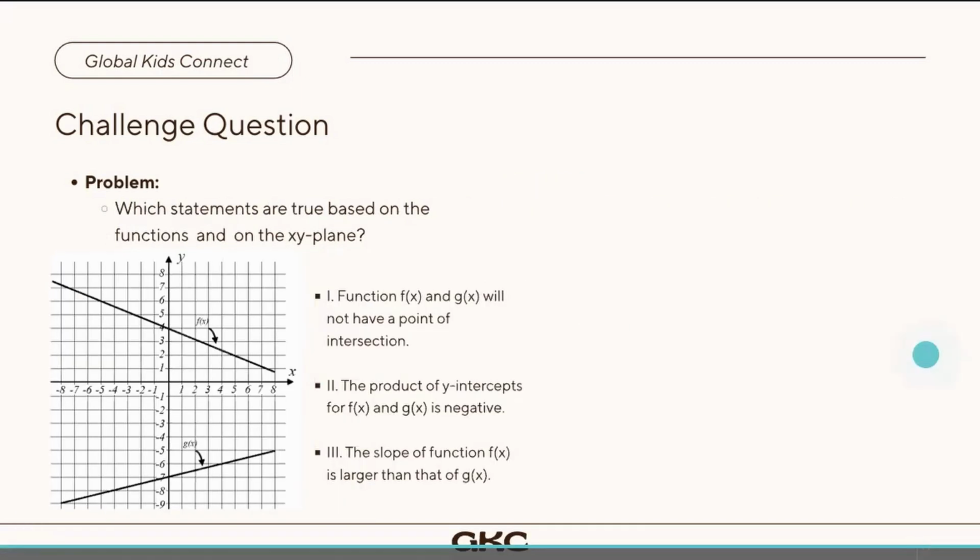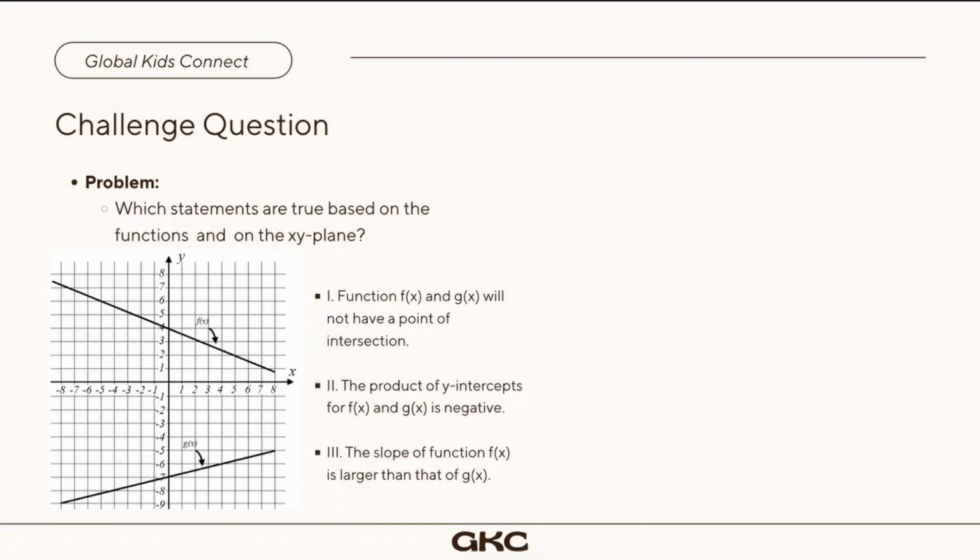And so finally, moving on to our last challenge question of today, we have which statements are true based on the functions f of x and g of x. I think there was an error in the formatting on the xy plane. And so we can see that we have f of x on the top and g of x on the bottom. And then we have 3 statements. We'll go through each of them individually.